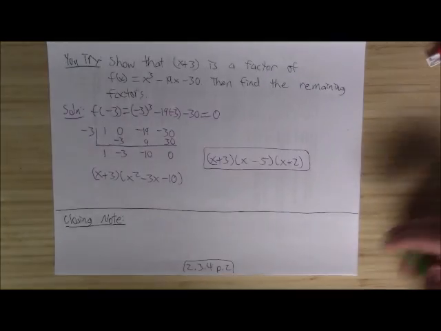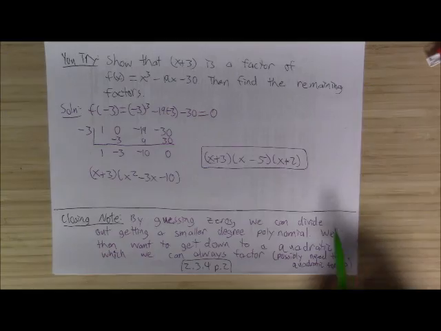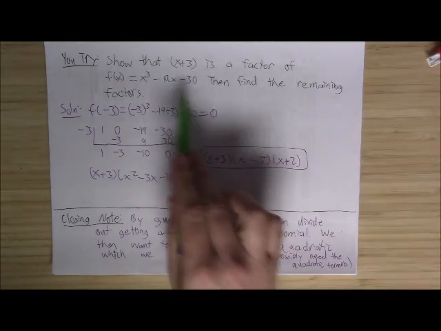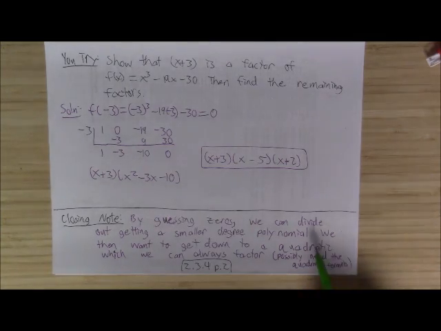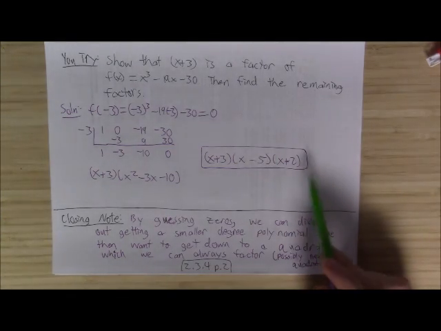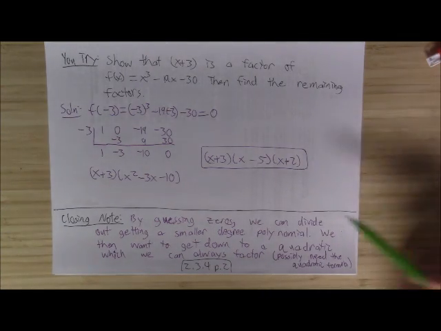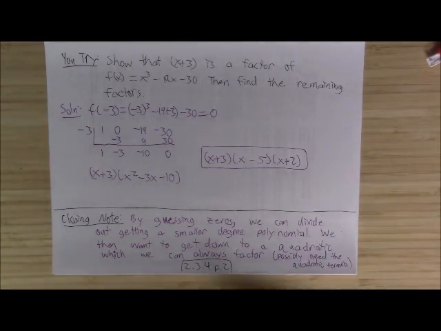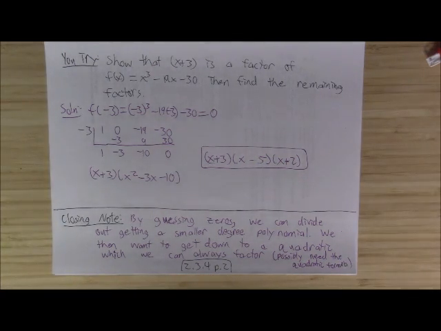This leads to an important closing note, which is, by guessing zeros for this, we can actually divide out to get a smaller degree polynomial. Of course, as we saw with the last example, you then get a smaller one, but then you need to re-guess zeros. Basically the whole goal is to get down to a quadratic because we can always factor that. To factor it, we might need to use the quadratic formula, but we have that. We don't have any other formulas for higher degree polynomials.